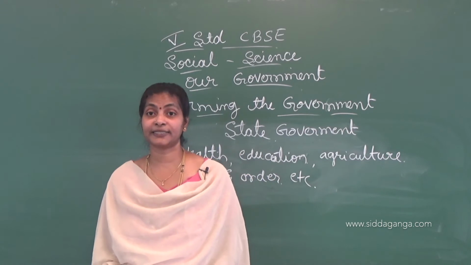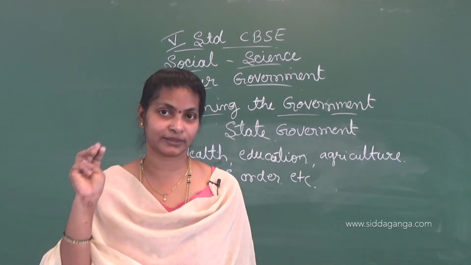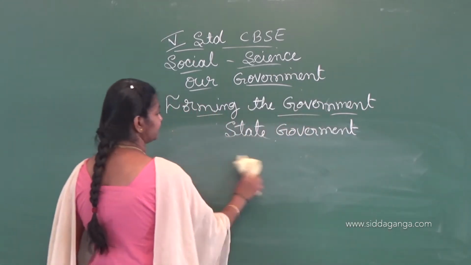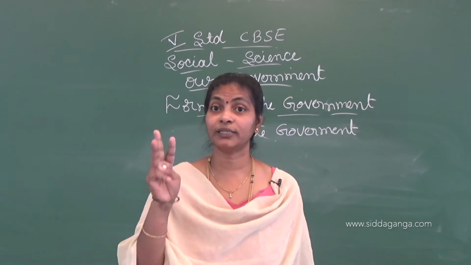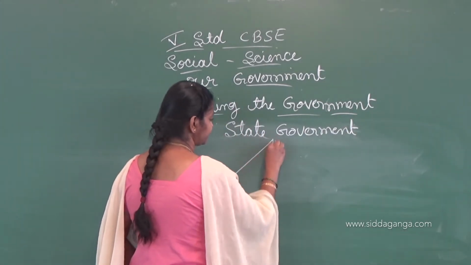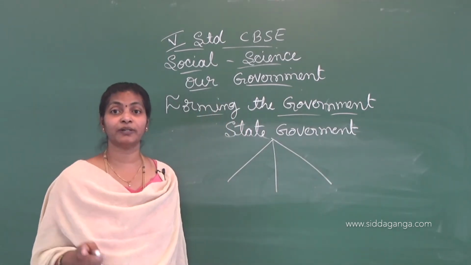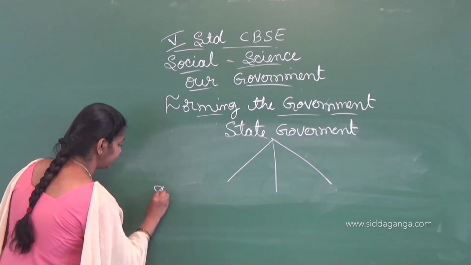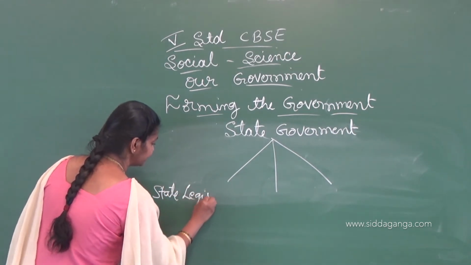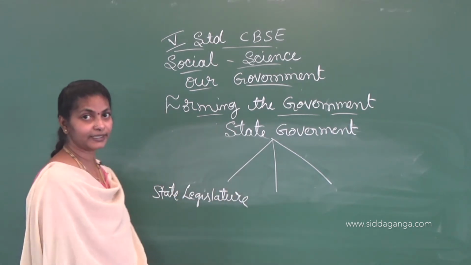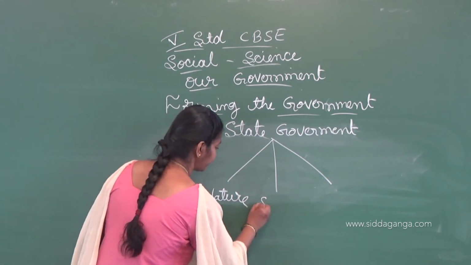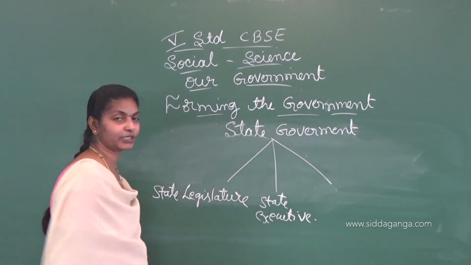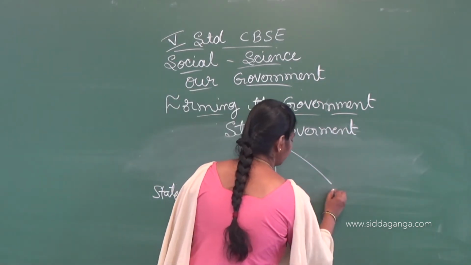The state government exercises its power through three wings, the same as the center. Those are the state legislature, the state executive, and the state judiciary.